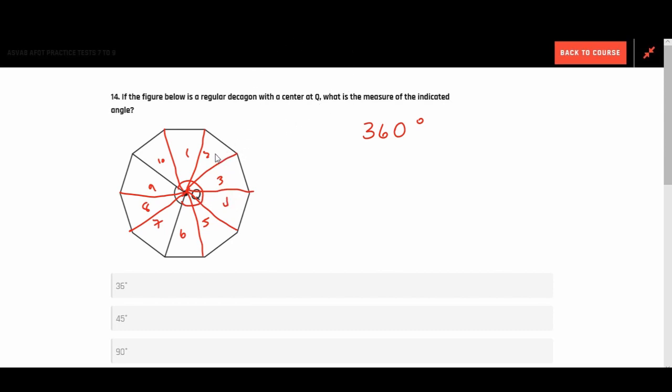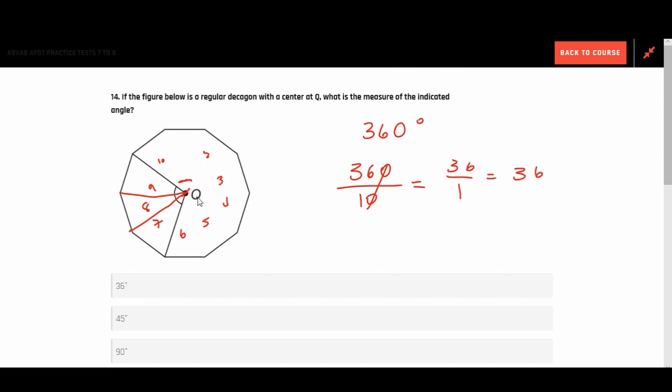So in light of that, we can find the measure of one of these angles right here. Just doing 360 divided by 10. This crosses out, leaves us with 36 over 1. Anything divided by 1 is itself, so this would just be 36. And what this means is, let me clean this back up.